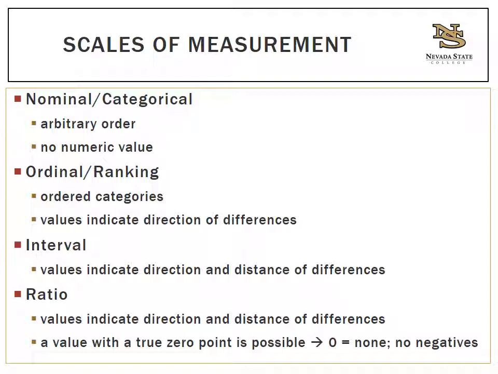Then ratio, again, has a true 0 point, much like interval, but 0 represents nothing. So some examples for ratio would be number of credit hours. If you ask, how many credit hours are you taking? And someone says 0, well, they aren't taking any credit hours. And you can't have a negative number of credit hours. So that indicates a true 0 point.